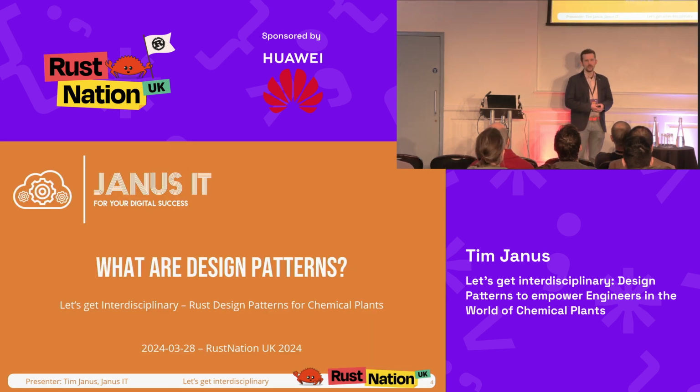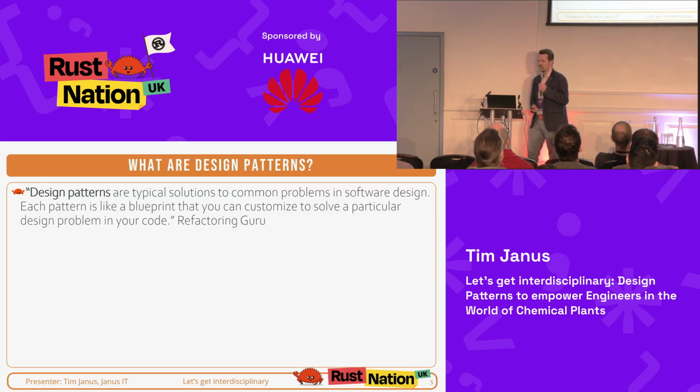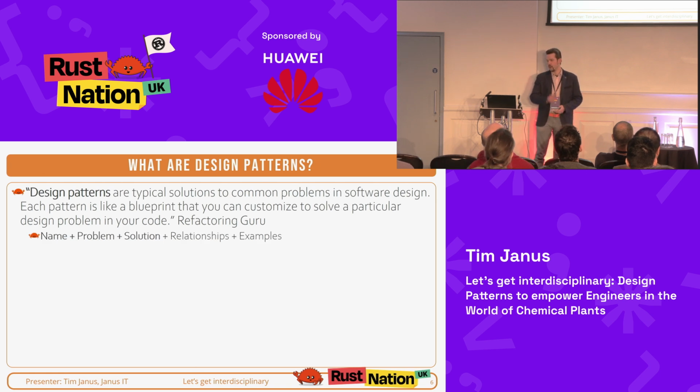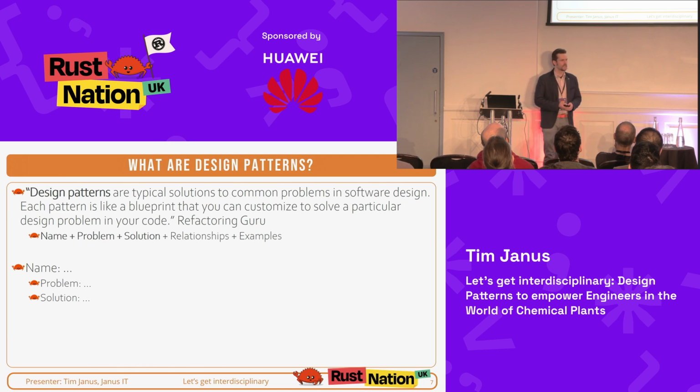All right, what are design patterns? I searched the web and found a nice definition on Refactoring Guru. Design patterns are typical solutions to common problems in software design. Each pattern is like a blueprint that you can customize to solve a particular design problem in your code. And I think customize is quite important here. They consist of a short name, two or three words, a problem description, and a solution proposal. Normally you also find relationships to other patterns and some examples, but on this slide I want to focus on the name, a short problem description, and the solution. So you will see this slide again.